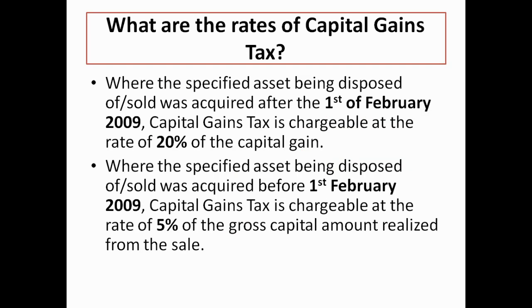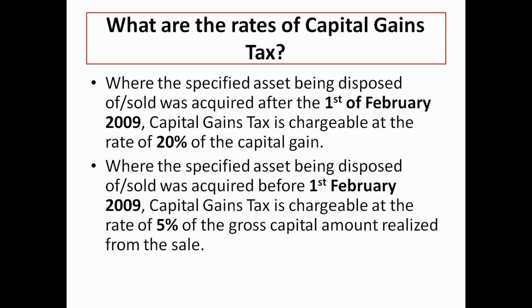Okay, now, what are the rates of capital gains tax? This one is the most controversial part of CGT, because the rates changed and it looks like everything is just haphazard. There are dates. The most crucial dates are the 1st of February 2009, then we have the 2nd of February 2019. Those are the most important dates. What happened on those days, we'll discuss.